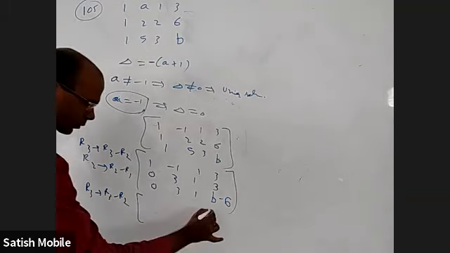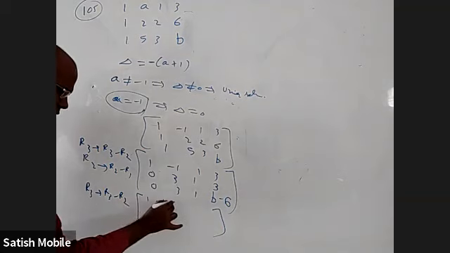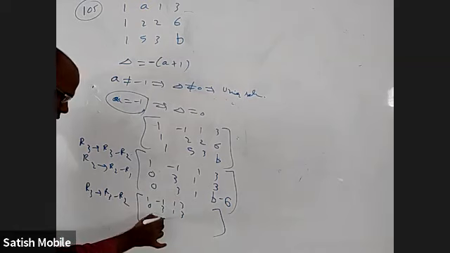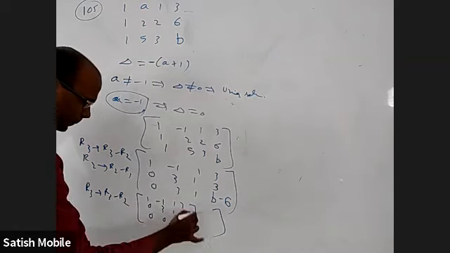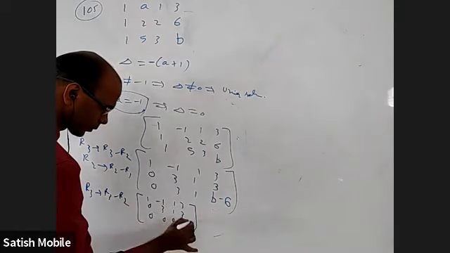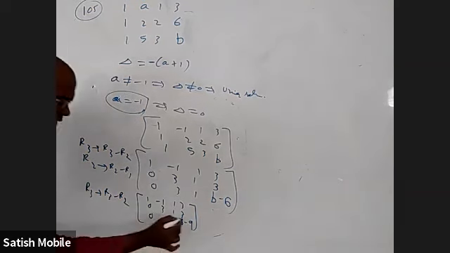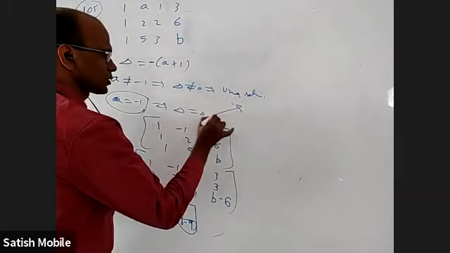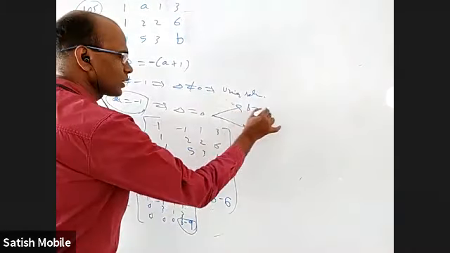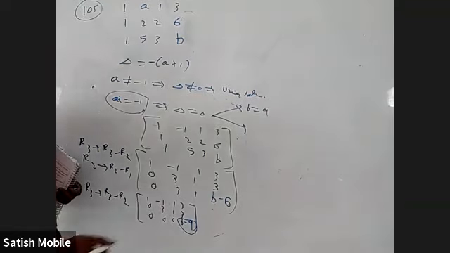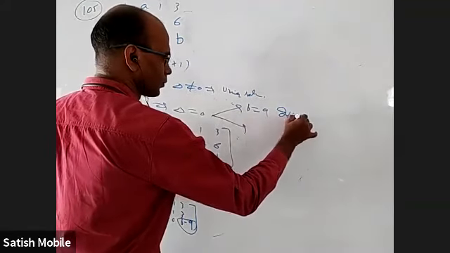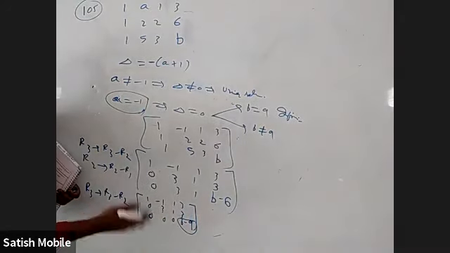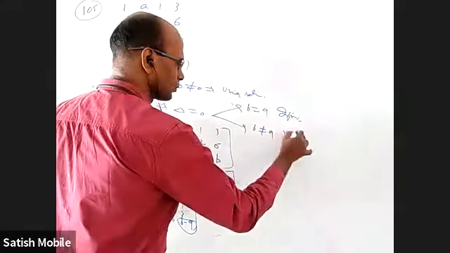Then 1 minus 1, 1, 3 same. 0, 3, 1, 3 same. Here 0, 0, 0, B minus 9. Okay. This B minus 9 is playing a role now. So within this, we have two cases. If B equal to 9, one whole row is 0, infinite solutions. And if B is not equal to 9, this is 0, this is non-zero, no solution.